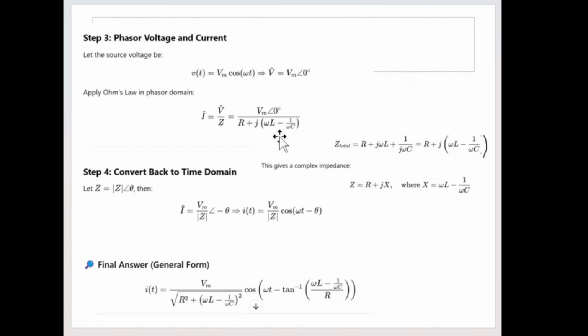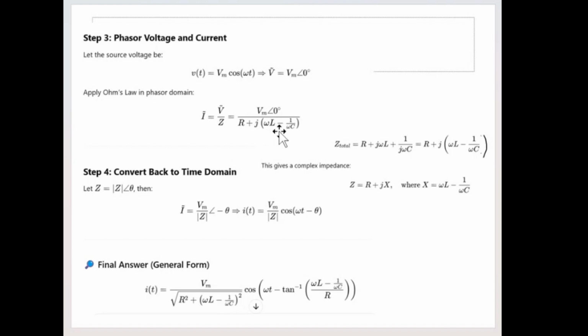The total impedance Z, if you want to do this division, we need to convert that into a magnitude and angle also. This complex number is defined right now in the rectangular format.